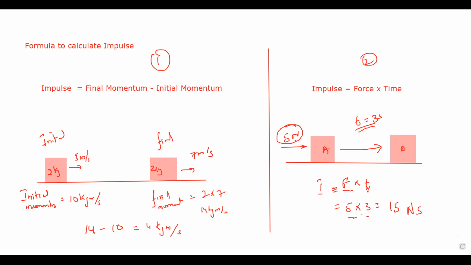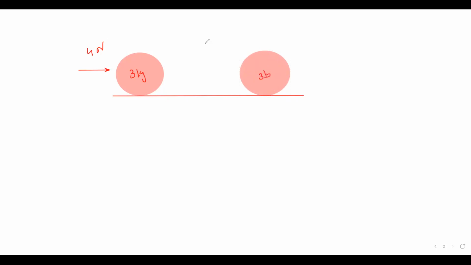So it depends on the question. Another example, you have an object, a 3 kilogram object. You applied a force of 4 Newton to move this object, to change the speed of this object, for 5 seconds. So what is the impulse here?